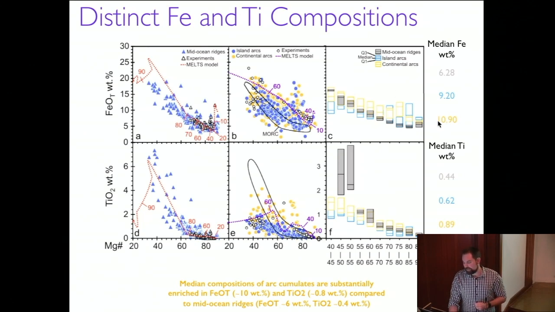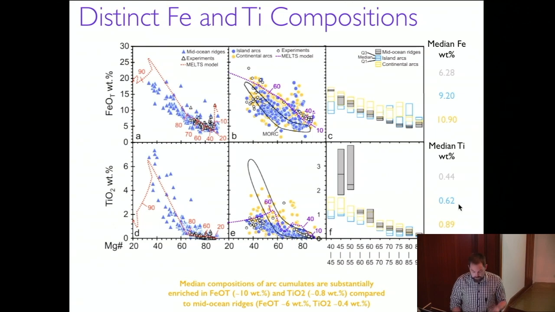So what you see here is that the median iron composition in continental arcs, indicated in yellow here, for the most primitive samples, is 10 weight percent, whereas in mid-ocean ridges it's 6 weight percent. That's a significant difference in total iron. You'll notice in titanium the differences are less easy to discern on this diagram, but 0.89 weight percent titanium in continental arcs versus 0.4 weight percent in mid-ocean ridges. Obviously, island arcs are intermediate to those different environments, and so you see intermediate median iron and titanium compositions. So arc cumulates are substantially more enriched in total iron and titanium compared with mid-ocean ridges.